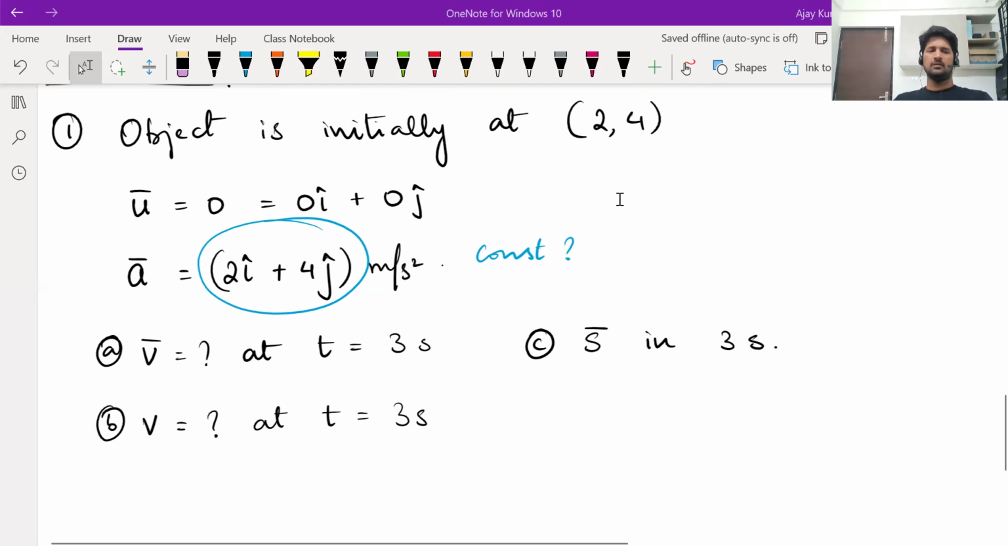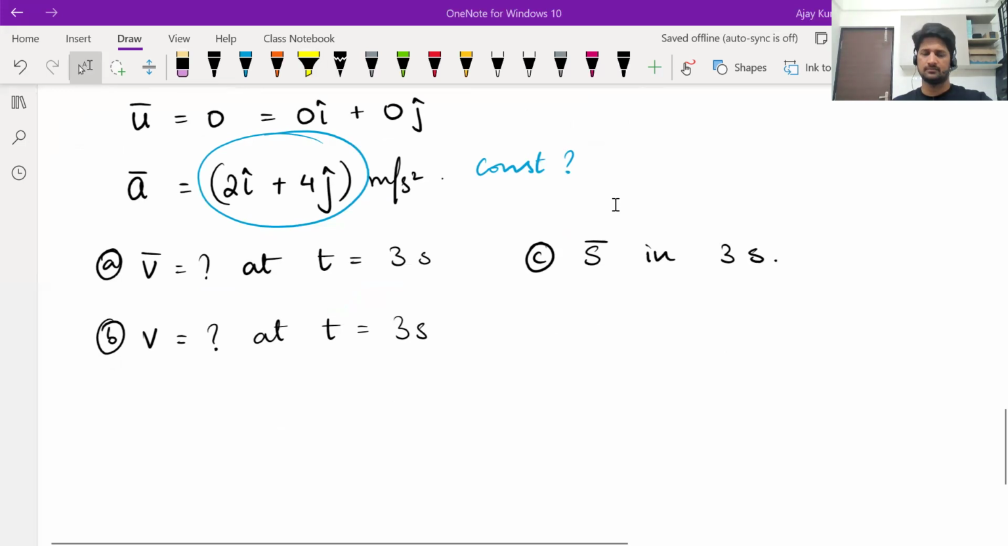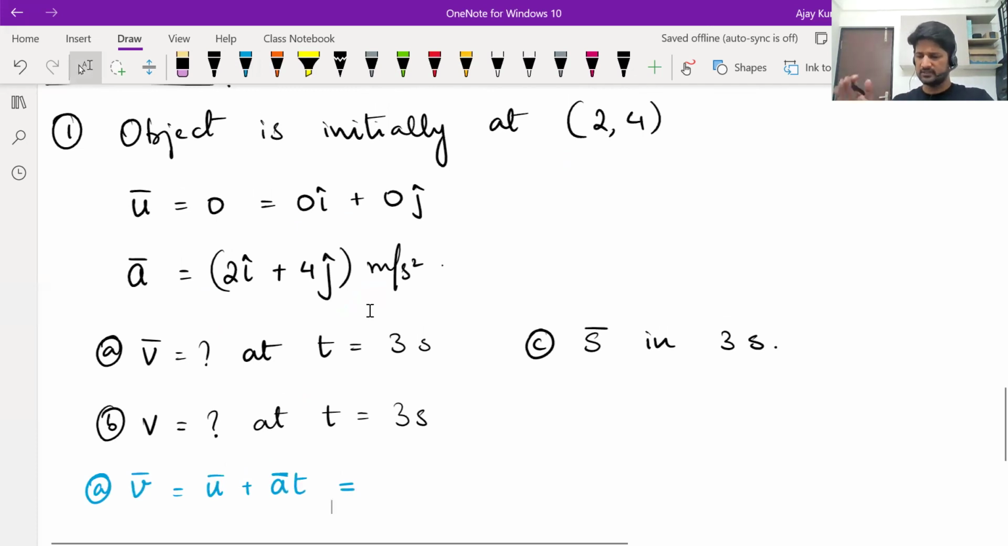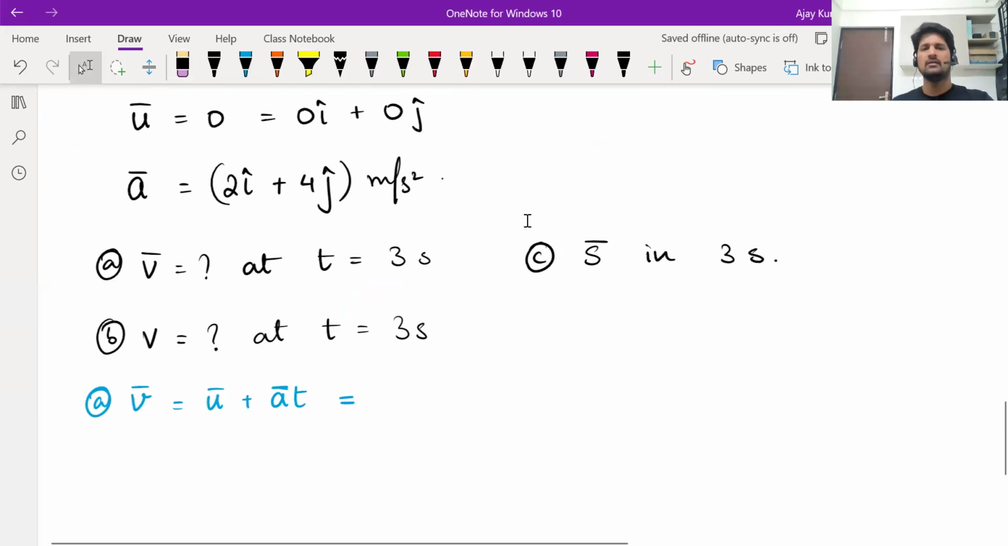Can one of you tell me which equation of kinematics helps you calculate velocity after some time? Which equation will you use for the first part? Sir, v is equal to u plus at. Correct. V vector is u vector plus a vector multiplied with t. Try this. Substitute the given values. To answer these three questions, it doesn't matter where the object initially was. So I'm covering that part. Try.